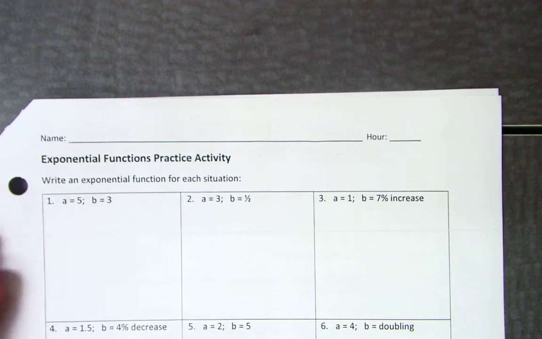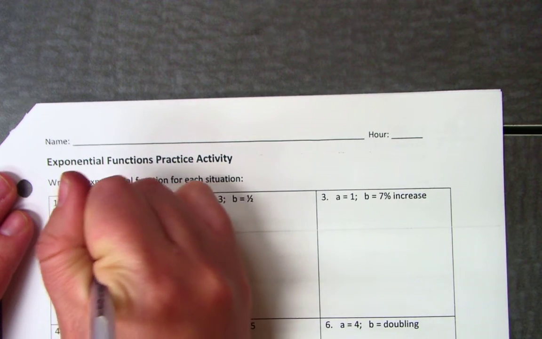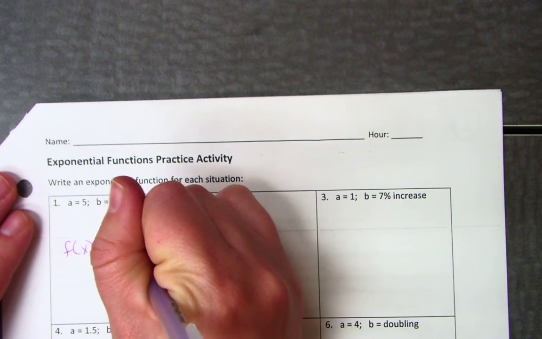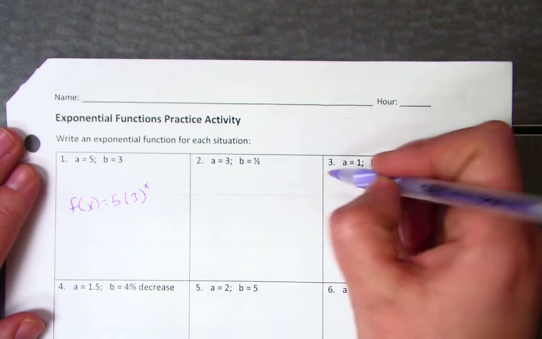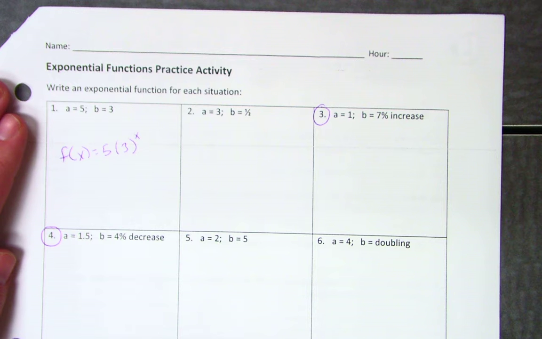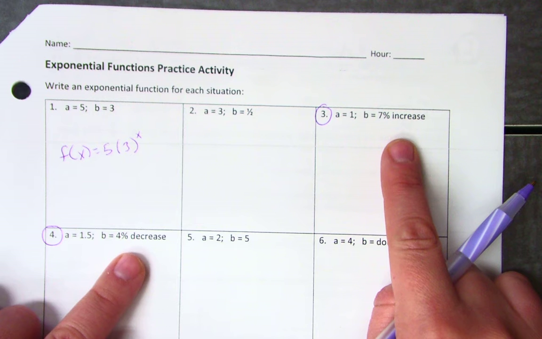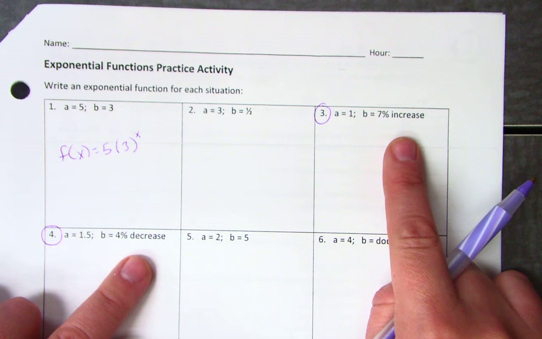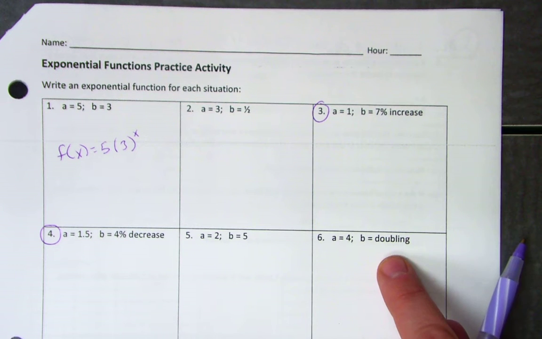Back here, same idea. You have the a, you have the b. You're just going to write the function. So for example, this first one would be a is 5 and b is 3, so 5 times 3 to the x power. The only ones I want you to skip, though, on this page are 3 and 4. I want you to skip those for now because we're going to learn about how to deal with percent increases and decreases tomorrow during the lesson when we do part 4 of your notes. You know that for doubling, that means multiplying by 2, so here b would be 2.